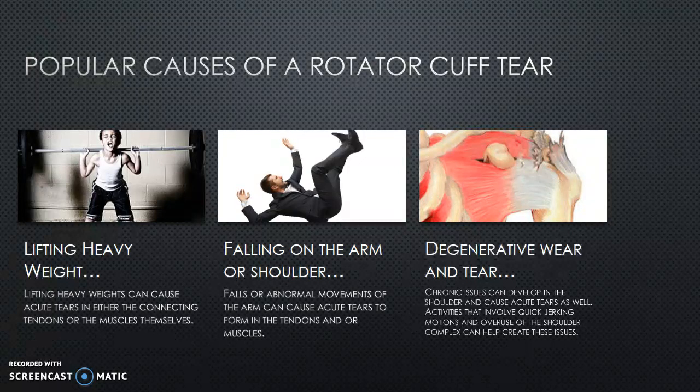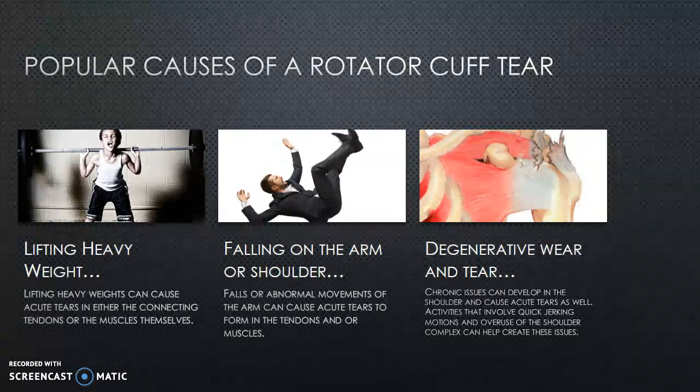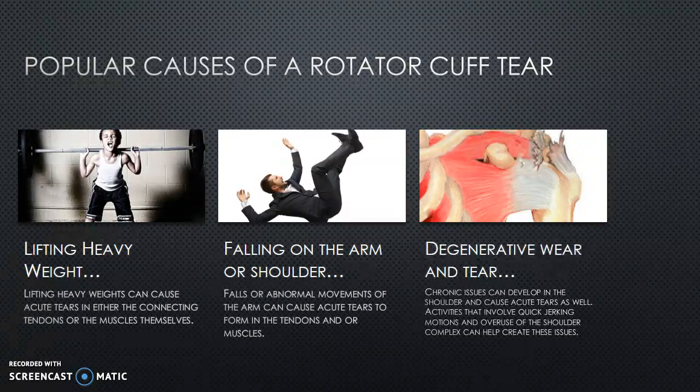The next most likely cause of the injury is falling on the arm or the shoulder. Falls or abnormal movements of the arm can cause acute tears to form in the tendons and muscles. Actually, the most common cause for this is falling on an outstretched arm. When you fall and go to catch yourself by extending your arm, it's going to jar your shoulder, and it can cause tendons to rip and tear that way. It can even cause a dislocation in the shoulder, which is also not a fun injury to deal with.